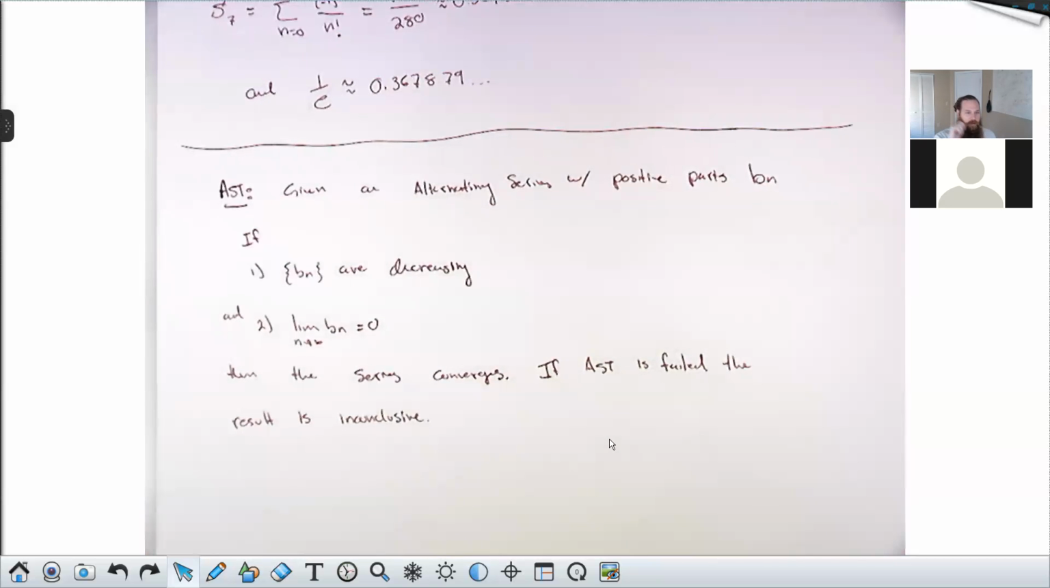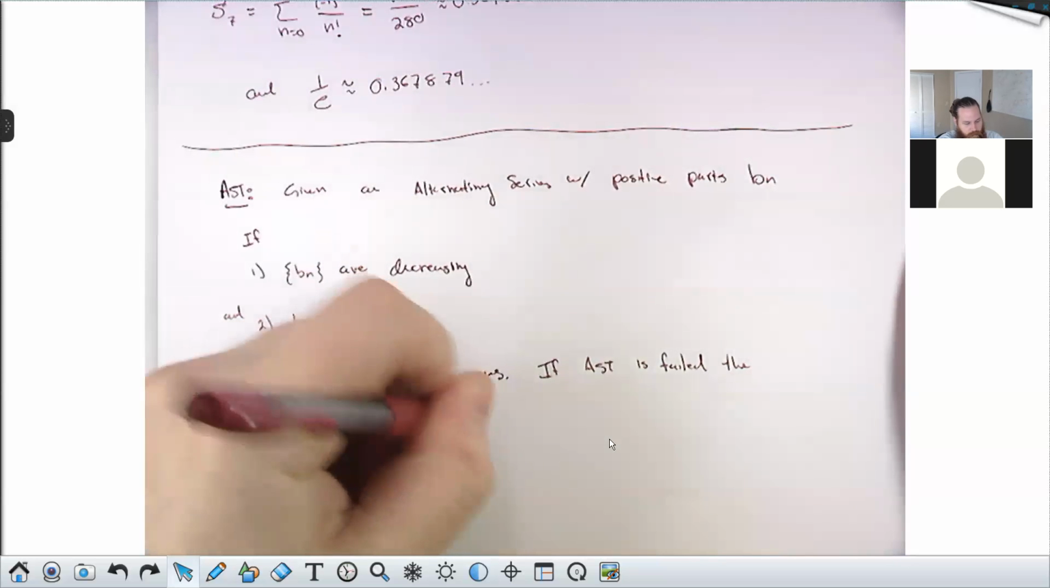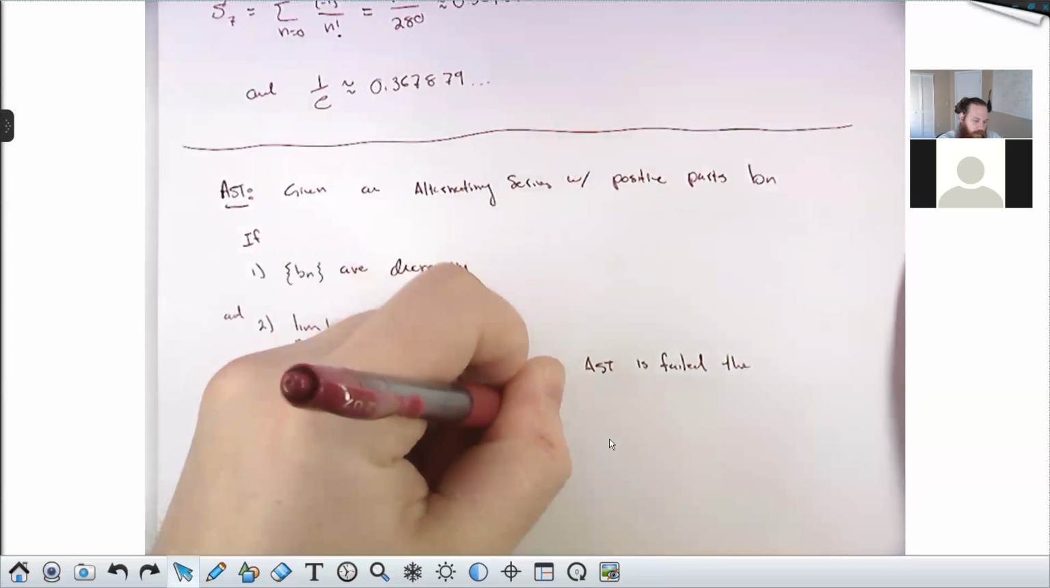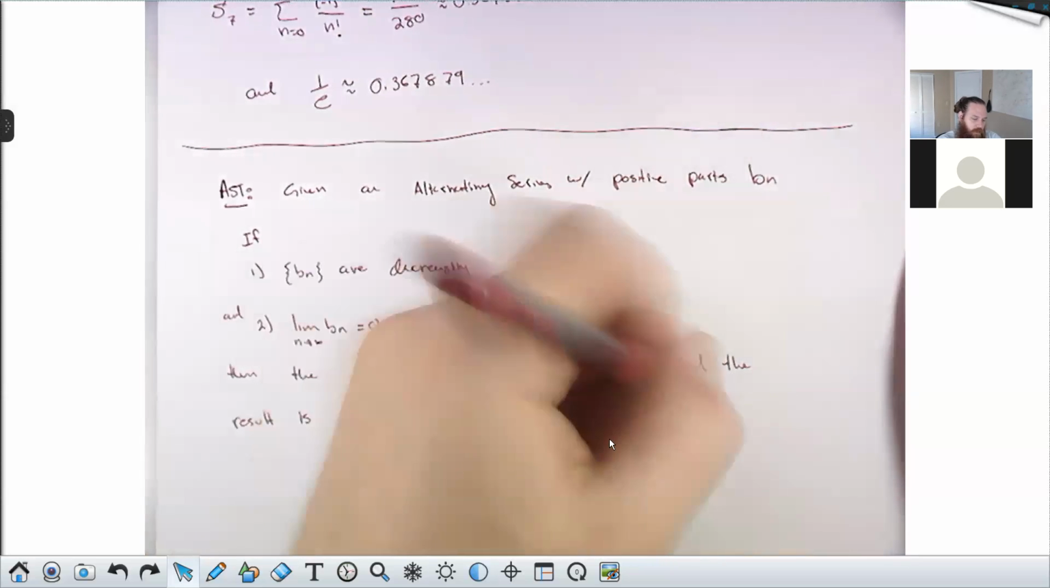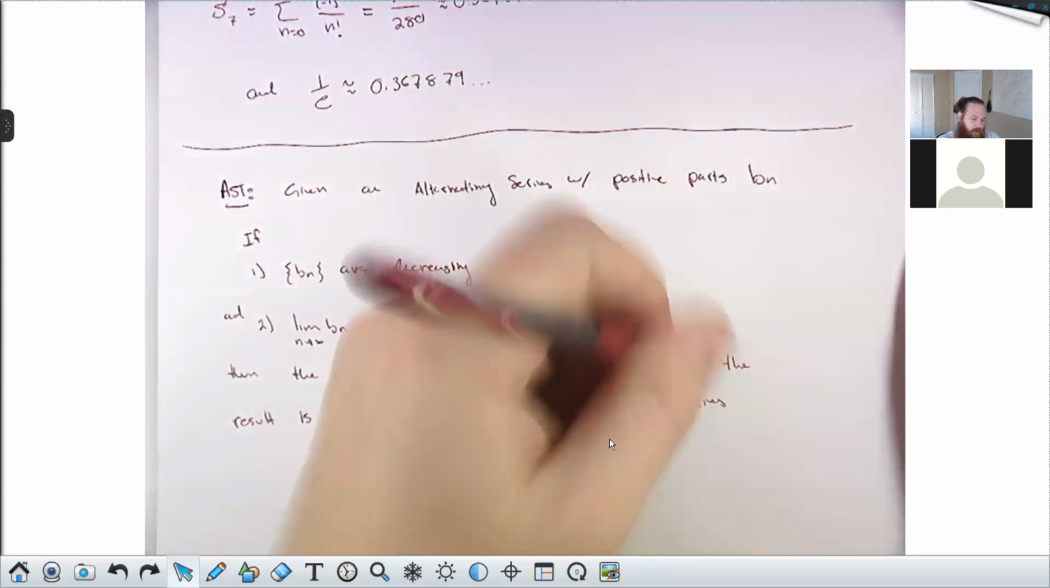So if the BNs are not decreasing, or if the limit of the BNs is not 0, we cannot say that the series diverges by AST. In other words, AST can't tell you a series diverges.